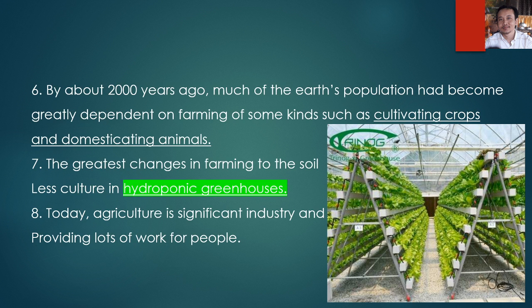Now look at it. By about 2,000 years ago, much of the Earth's population had become greatly dependent on farming of some kind, such as cultivating crops and domesticating animals. Farming enabled people to produce surplus food for export or to use when crops fail because of prolonged drought or disastrous flood.